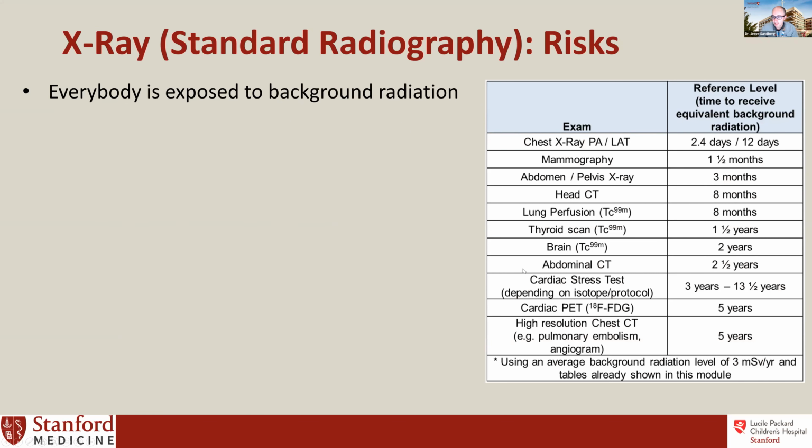Now, this chart over here is taken from a source that I use when explaining radiation dose to patients and families. Everybody is exposed to background radiation. On the left here are some radiographic examinations which use radiation, and this is the equivalent number of days it would take to obtain that radiation just out in the outside world due to background radiation. So for instance, if you do a one-view chest radiograph, you'll get the same amount of radiation in 2.4 days just living your life.